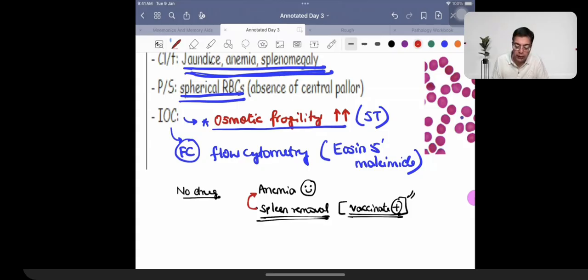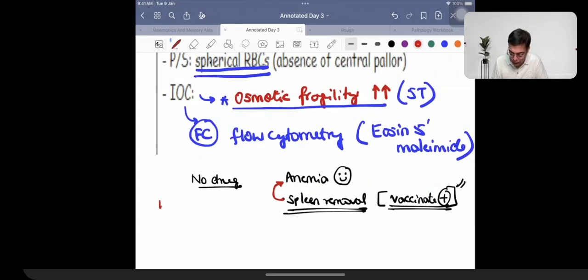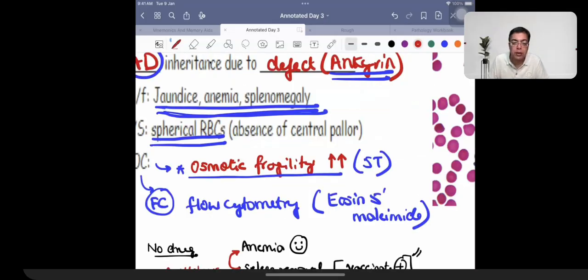What is the long-term complication of hereditary spherocytosis? Long-term complication of hereditary spherocytosis is that these patients are at high risk of development of gallstones. These patients are at high risk of development of gallstones. So that is what we need to remember about this kind of a condition. That is about hereditary spherocytosis.